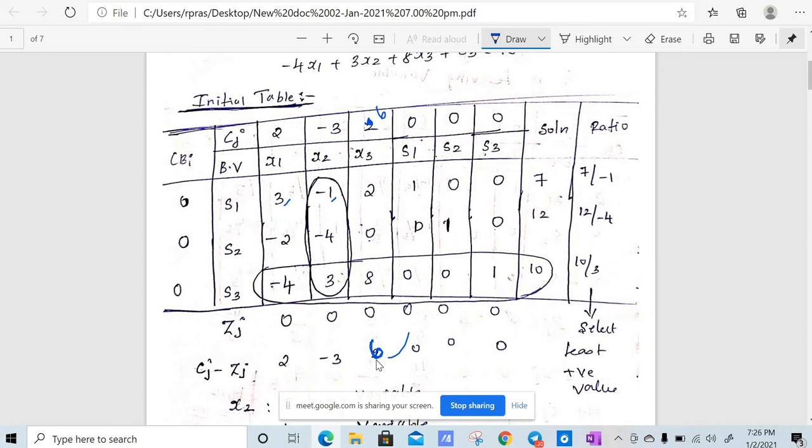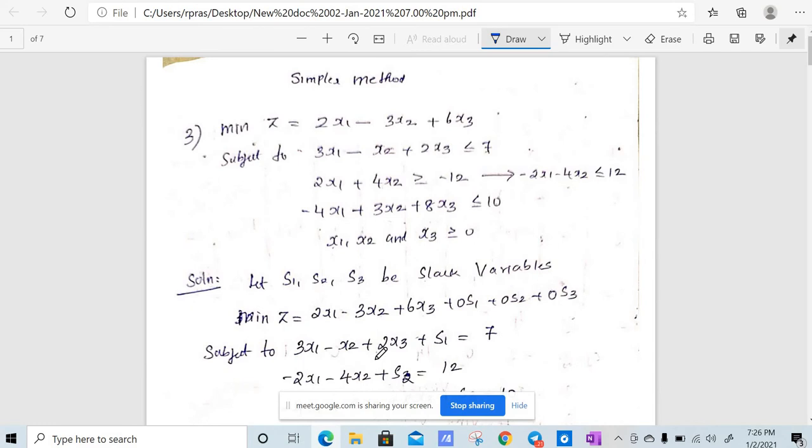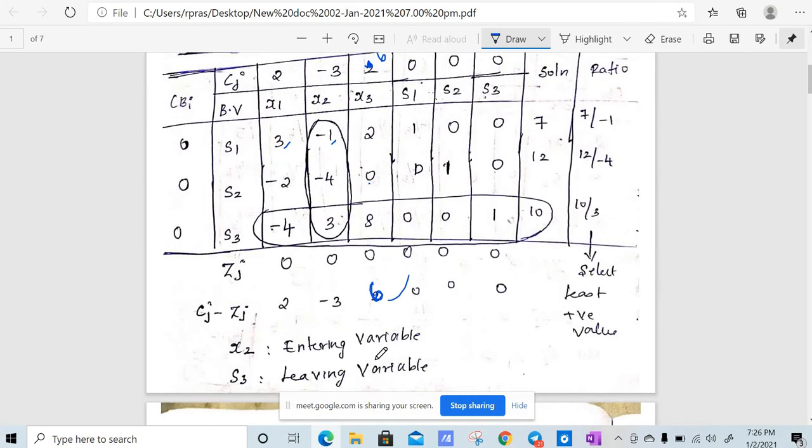6, 0, 0, 0. And here you can see our problem is minimization, right? For minimization you should choose the most negative value. What is the most negative value? Minus 3 is the most negative value. That means you should choose this as our key column.